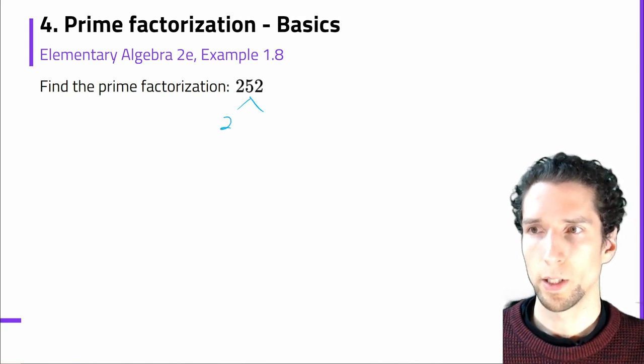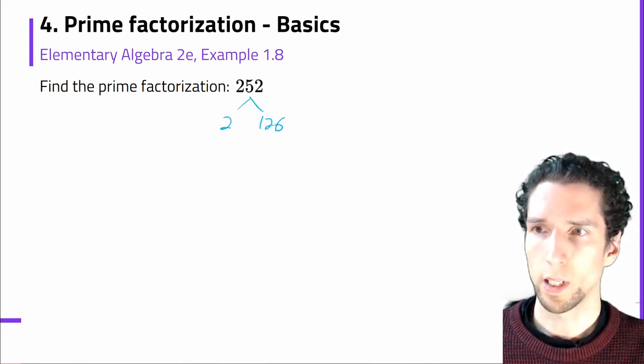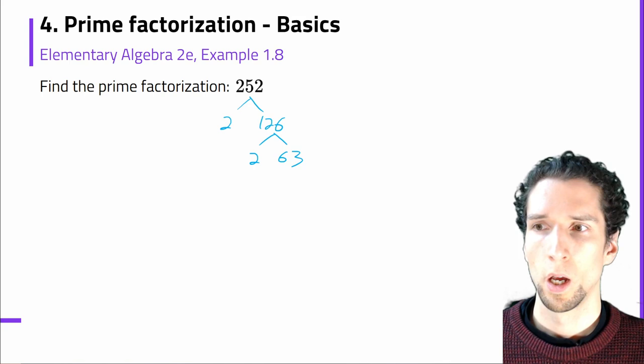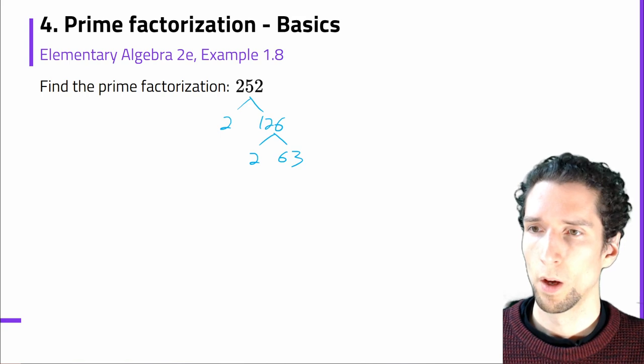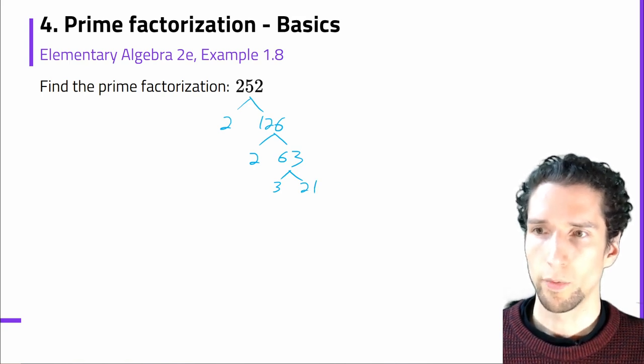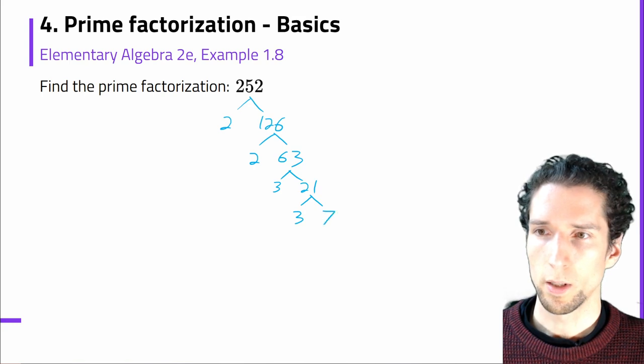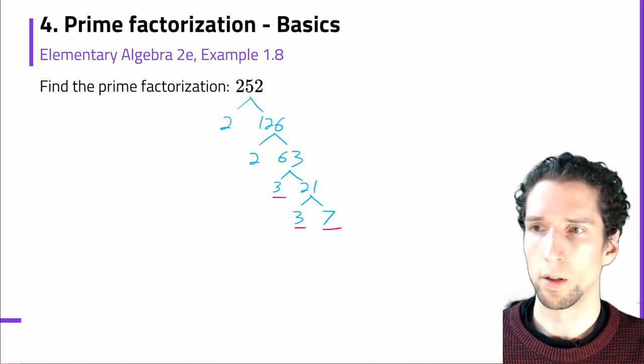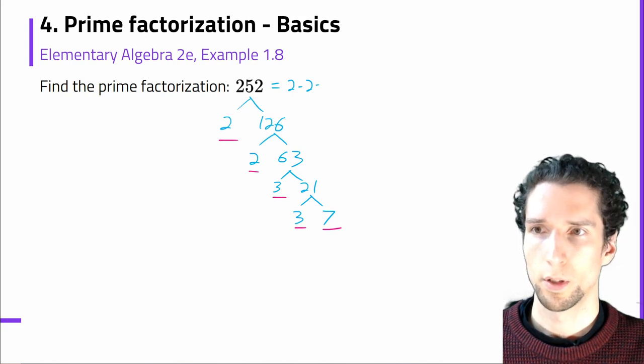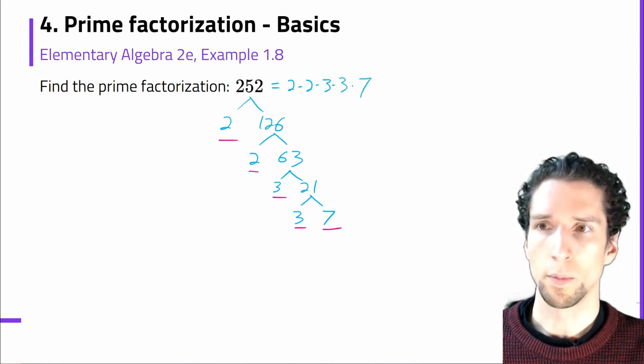252, we're going to divide by 2, and that will give us 126. And divide by 2 again, which will give us 63. Okay, so 2's are done. Now we look at the next one. So 3, and we divide this by 3, and we would get 3 and 21. Okay, we can still divide by 3, so 3 and 7. And 7's a prime number, so we're done. These are all prime. So our answer here is 2 times 2 times 3 times 3 times 7.